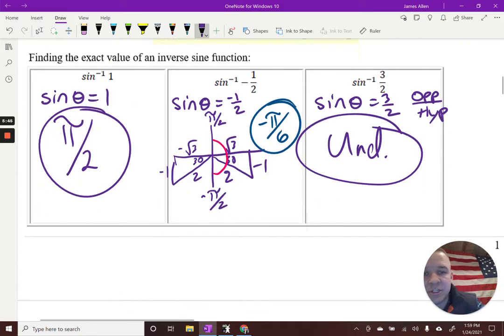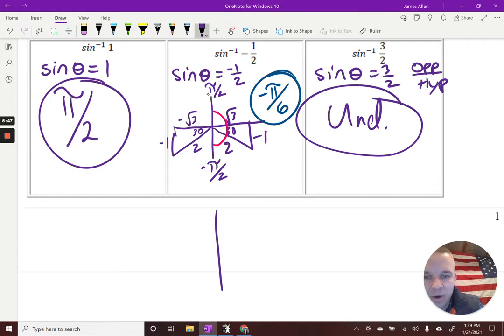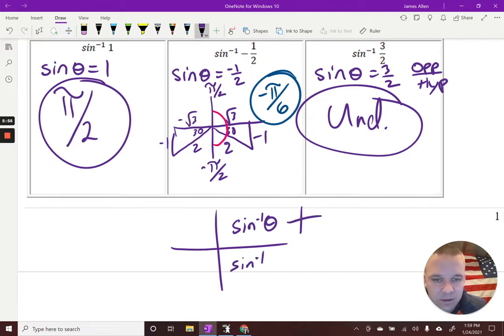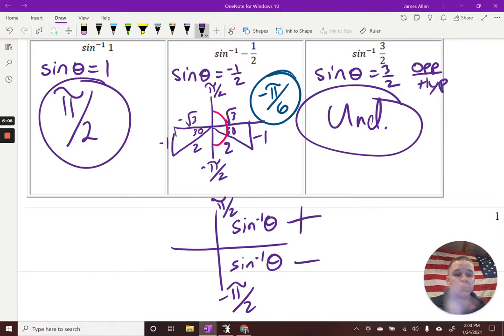So the big thing I want you guys to jot down here is that when I'm talking about my solutions for inverse sine, inverse sine of theta is going to be positive up here, and negative down here. So your solutions are always going to come between negative pi over 2 and pi over 2. Whether you're looking at your unit circle, you're looking at quadrants 1 and 4, but remember it's going to be a negative angle of rotation there because we restricted the domain of the original function.